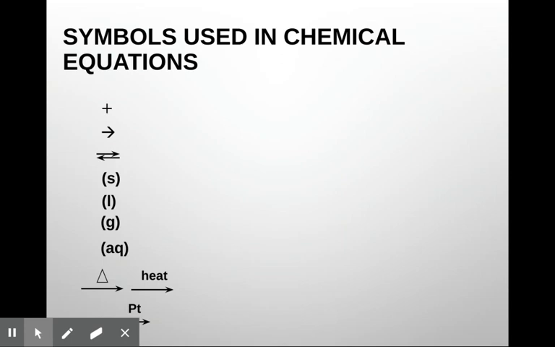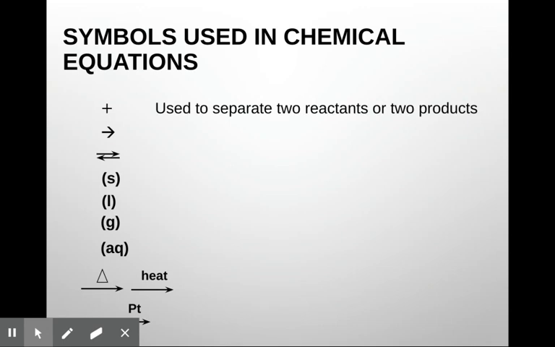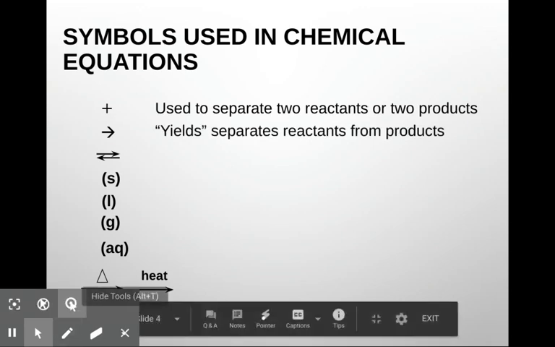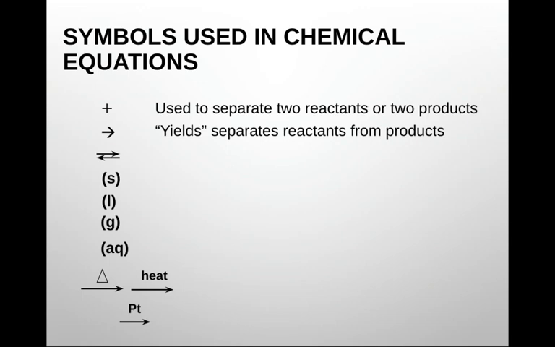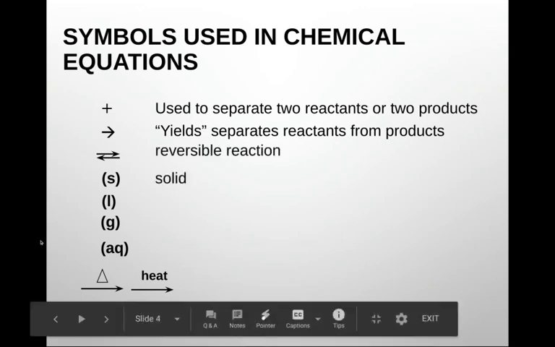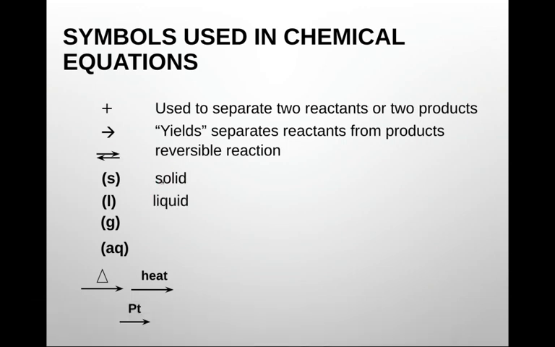There's many symbols used in chemical equations, so we're going to look at what those symbols are. The plus sign is used to separate either 2 reactants or 2 products. The arrow means yields or separates the reactants from the products. The double-sided arrow means that we have a reversible reaction. The little s is a solid. The little l is a liquid. The little g is a gas. And the little aq means that it is aqueous or dissolved in water.